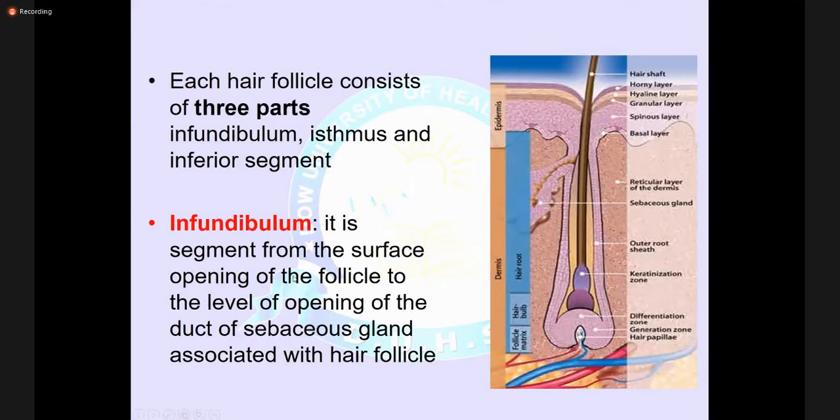The infundibulum is the segment from the surface opening of the follicle to the level of the opening of the sebaceous gland duct associated with the hair follicle. So from here till the opening of this one, this whole portion is the infundibulum, extending from the surface to the level of the opening of the sebaceous gland into the hair follicle.